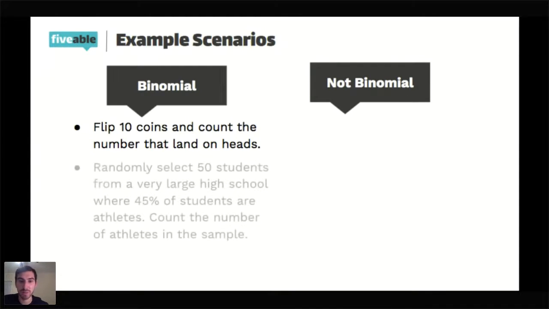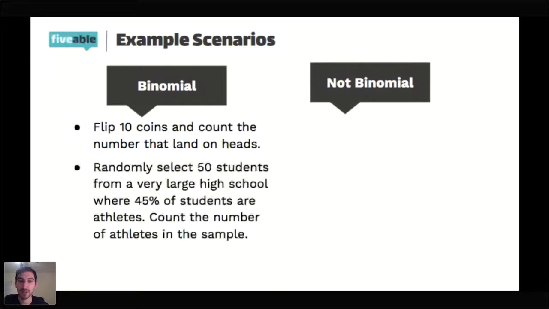Here's another situation that could be binomial. If I randomly select 50 students from a very large high school, and that's a key phrase there, where 45% of students are athletes, and I count the number of athletes in the sample of 50 kids, that could be a binomial situation. Every student name I pull, they either are or are not an athlete, so that's binary. The probability that I pull an athlete, if 45% of the kids in the whole school are athletes, the probability of me pulling a single athlete on any given pull is about 0.45. And since I told you I'm selecting 50 students from the start, the number of trials is set in advance. This can be considered binomial.